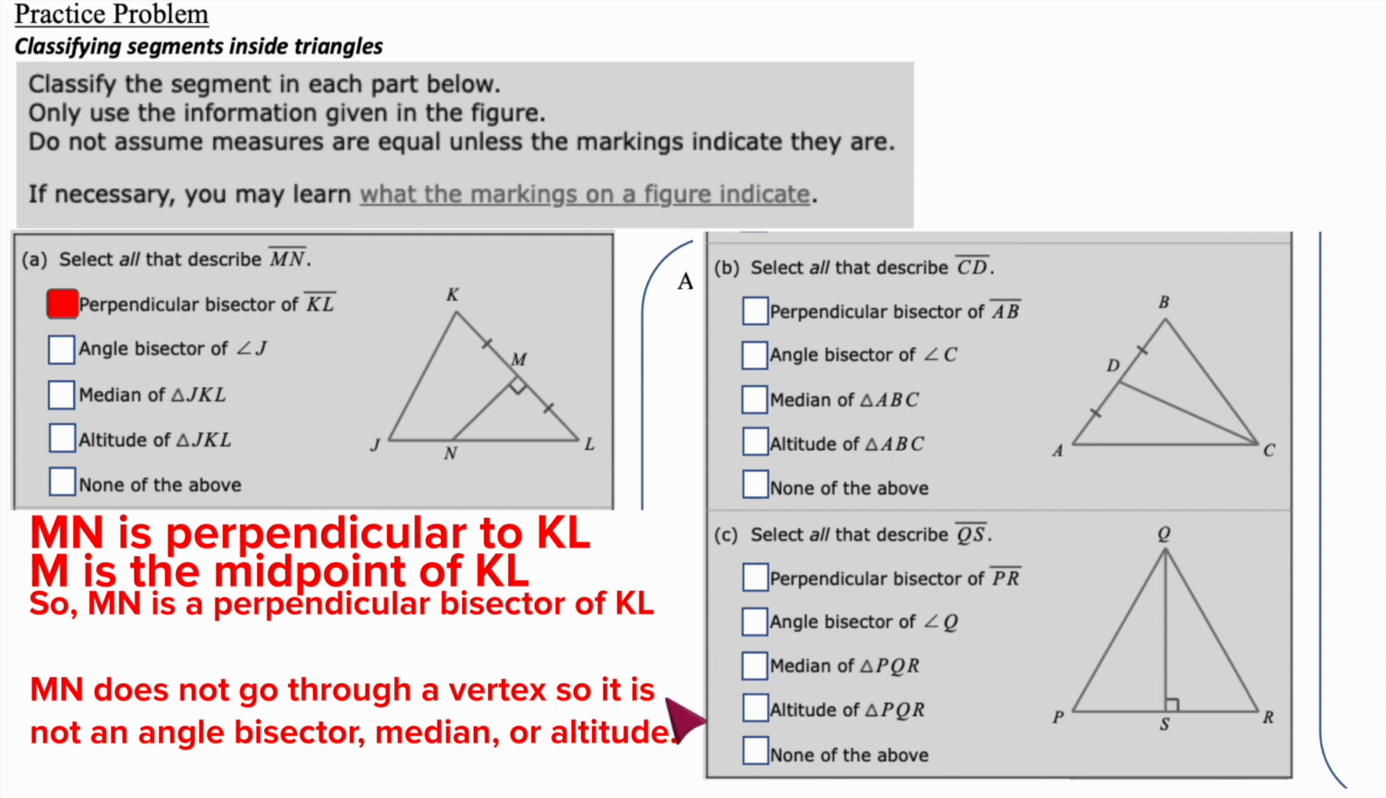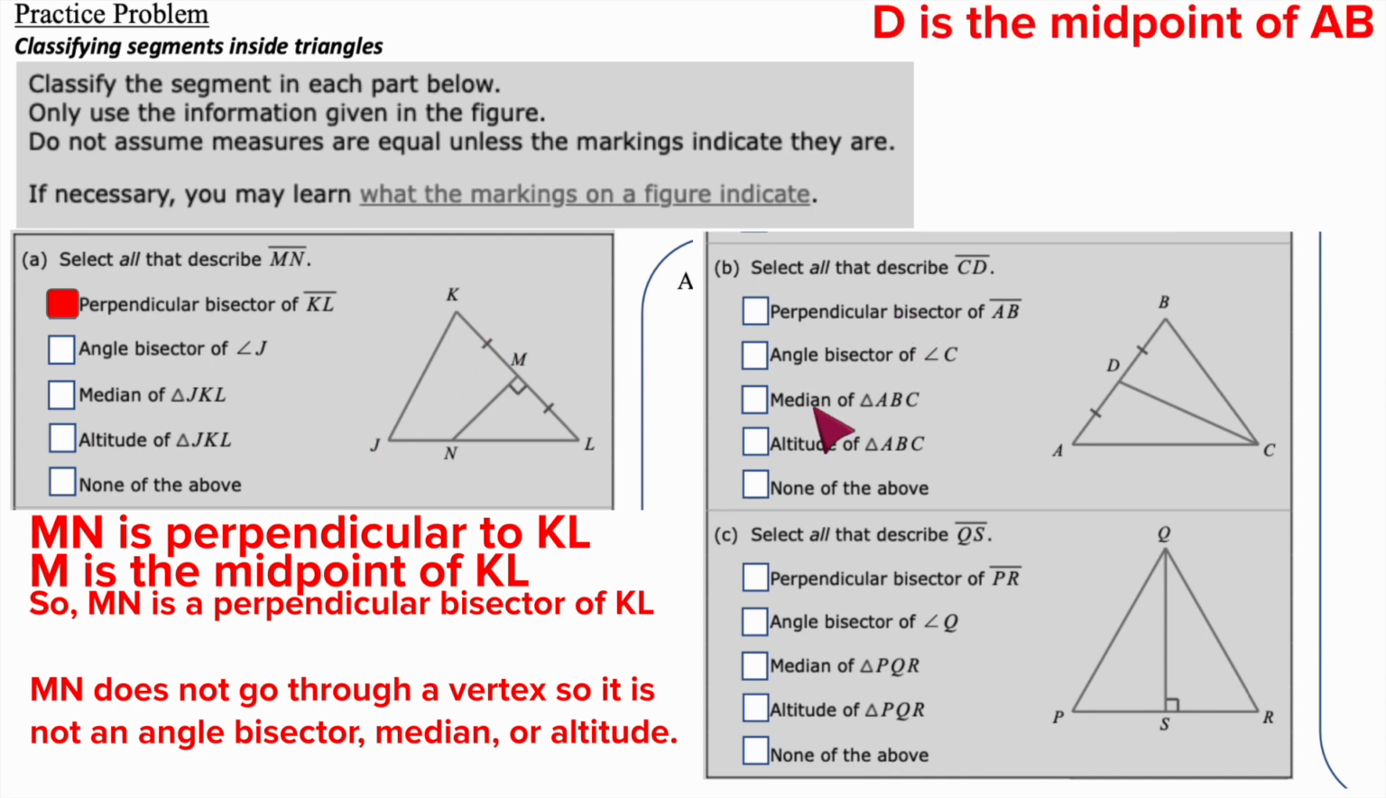MN does not go through a vertex, so it's not a bisector, a median, or an altitude. So it actually eliminates all of these because it's not going through the vertex. An angle bisector has to go through an angle to bisect it. A median goes through the midpoint and the opposite vertex. And an altitude also goes through the vertex and it goes straight down. It's not necessarily in the middle.